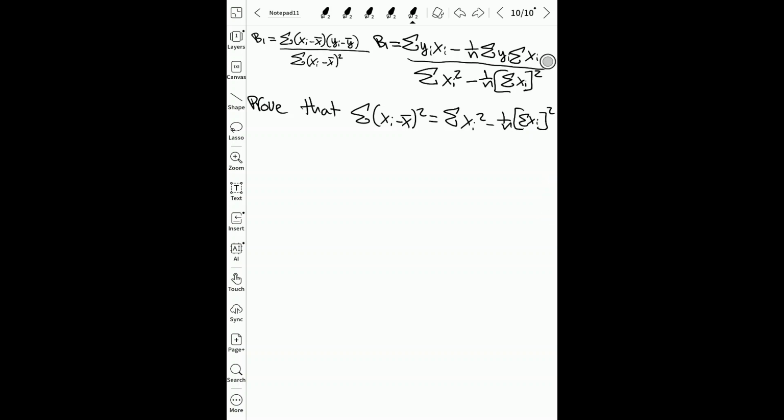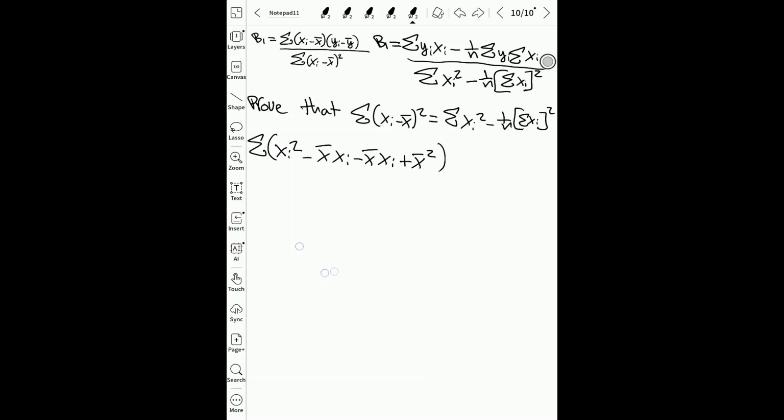So again, we're going to take the approach of starting with the left. So we're going to have a sum of, and this is again just FOIL, this is just taking the square of xi minus x bar, which is just xi minus x bar multiplied by xi minus x bar. So when you do that, you end up with xi squared minus x bar xi minus x bar xi plus x bar squared.